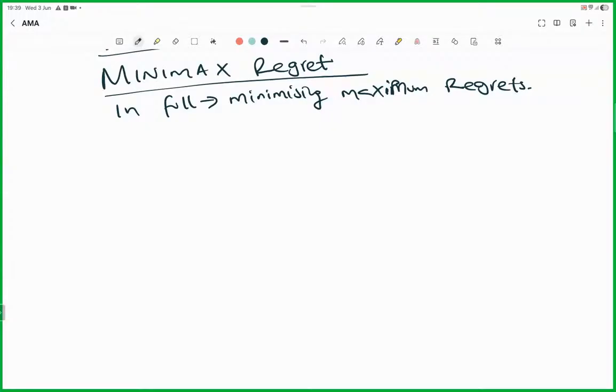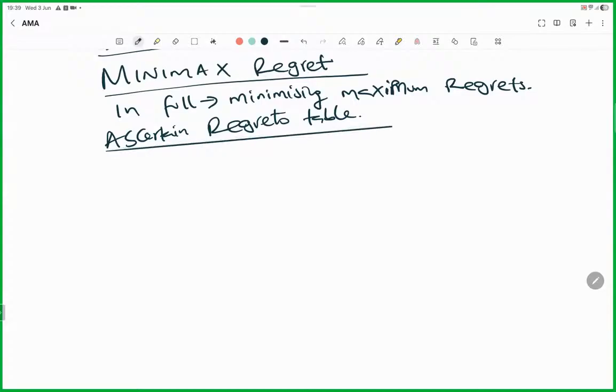So step number 1, you must ascertain a regrets table. You must give us what we call a regrets table. A regrets table. Give us a regrets table. So come here and they give us a regrets table.